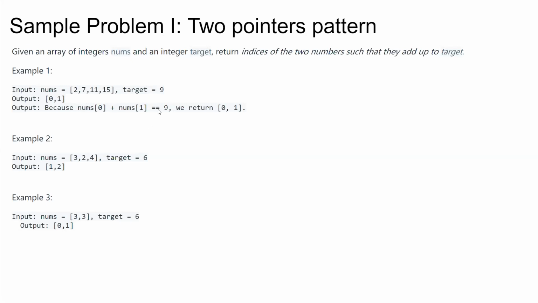In this problem, there are no duplicates, right? Yeah, that would add another complexity. In this one, you can have duplicates, but you can only use one. Like the last one, 3, 3.